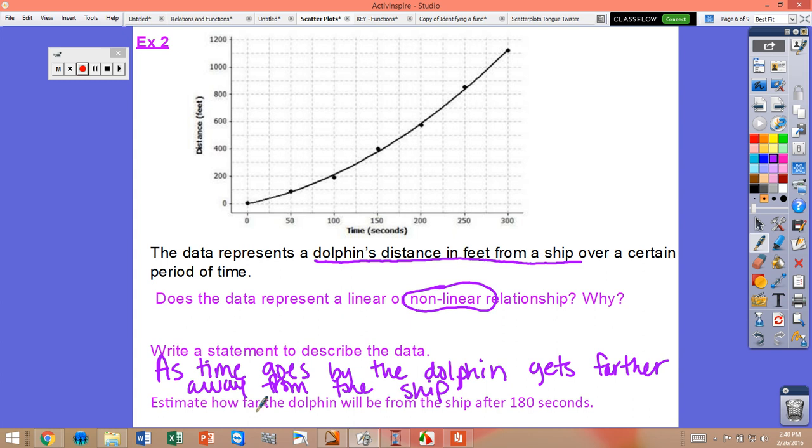Estimate how far the dolphin will be from the ship after 180 seconds. So I'm going to go to 180 on my graph. This is 175, so about 180 is going to be over here. So we could say about 500 feet.